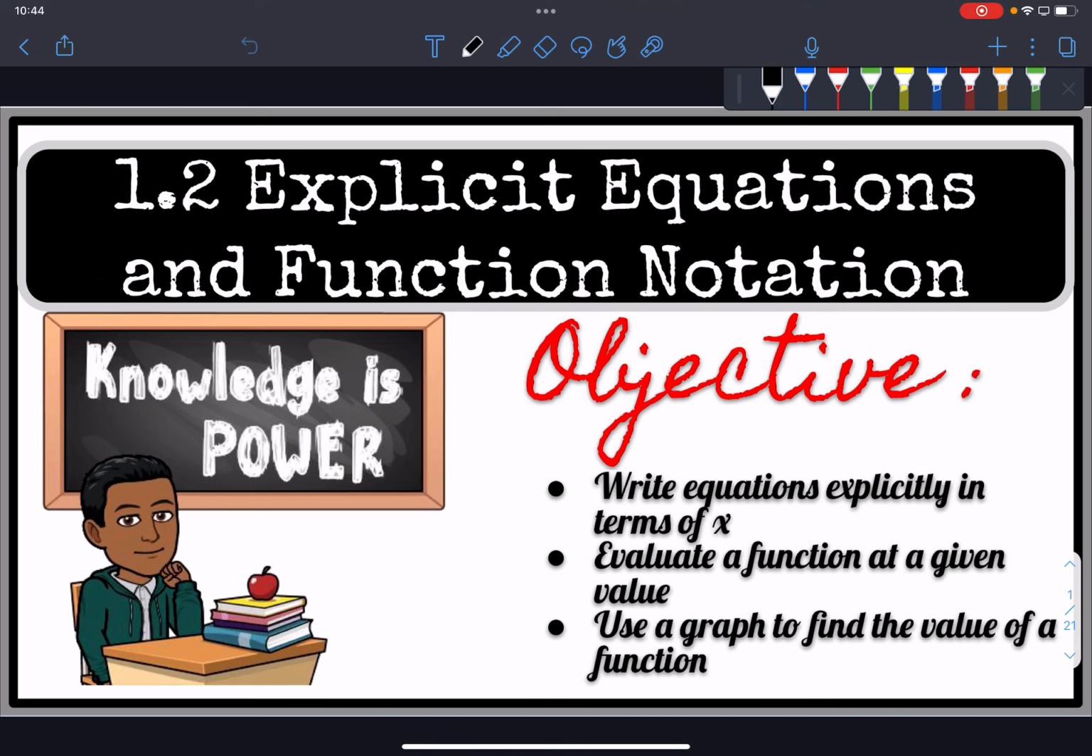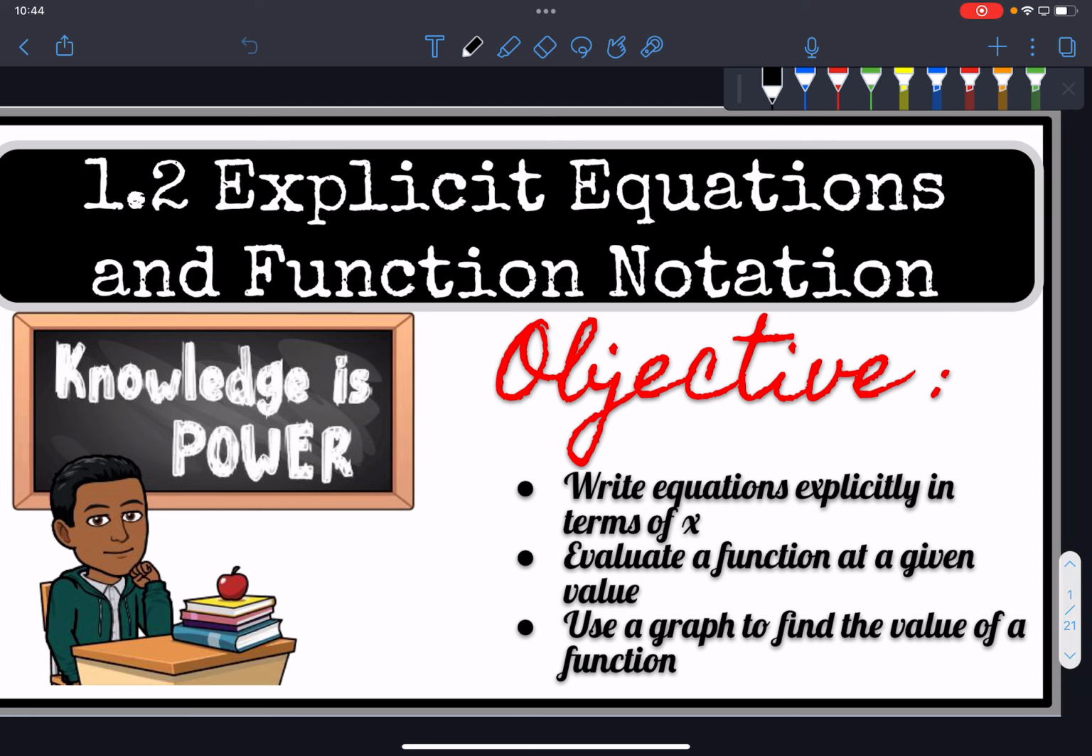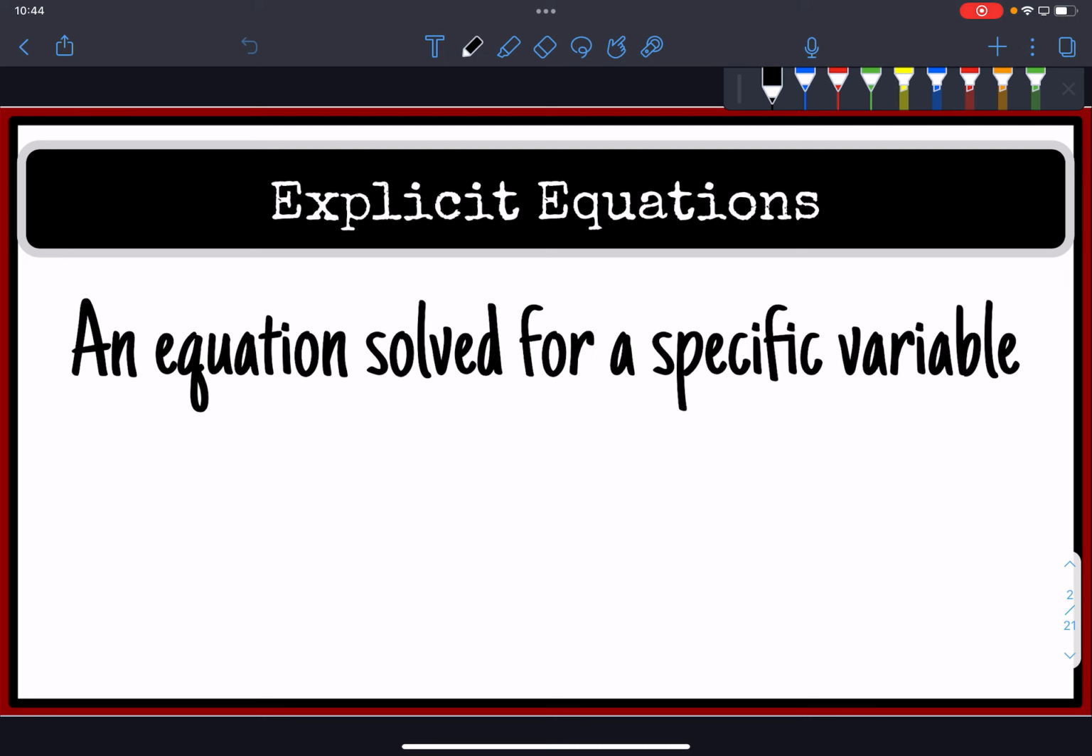In this video, you will learn how to write equations explicitly in terms of x, evaluate a function at a given value, and also use a graph to find the value of a function. We'll begin by first going over what an explicit equation means.